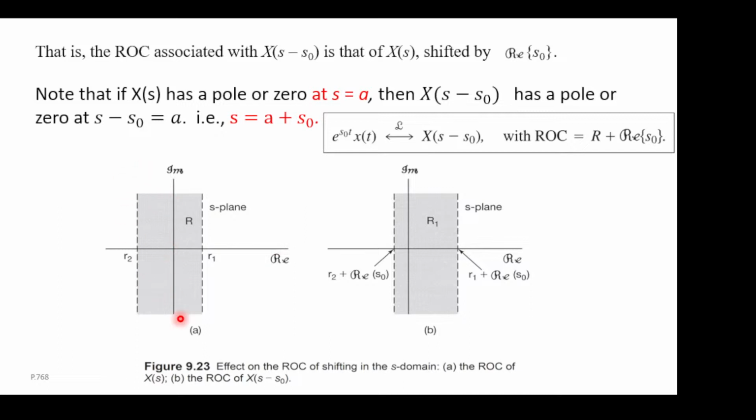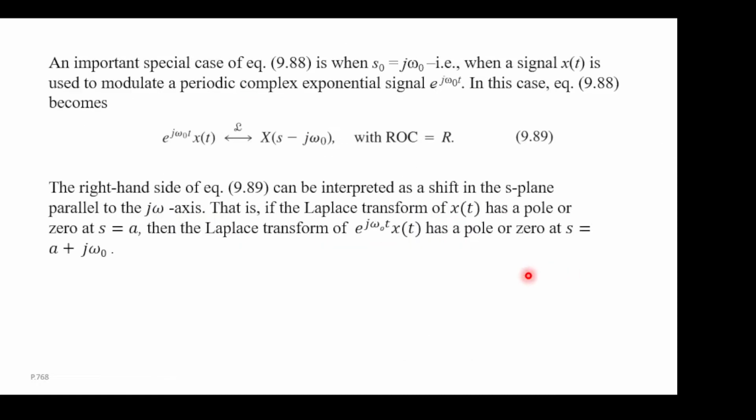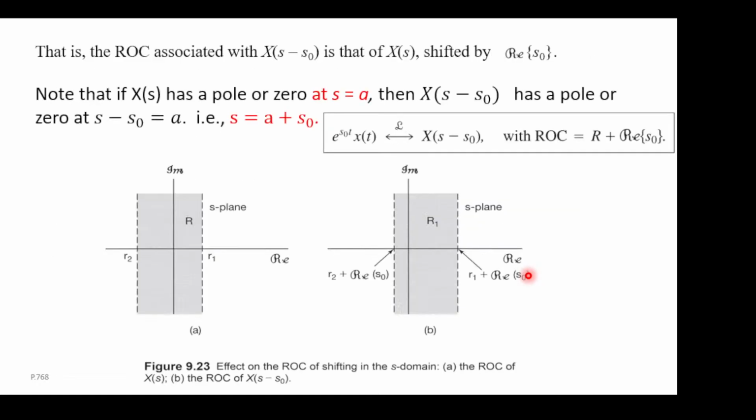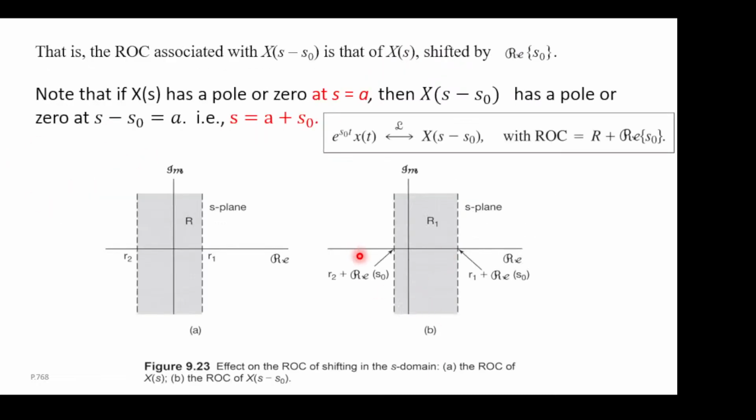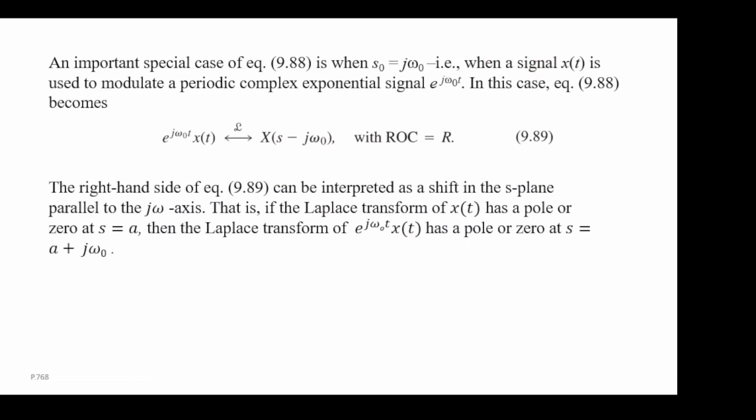You start with some ROC here, and you shift everything by s naught, and say s naught is something positive, and your ROC shifts by the real part of s naught. And you can also shift by an s naught that's purely imaginary. So if s naught is j omega naught, then your ROC doesn't shift because the real part of s naught is 0.